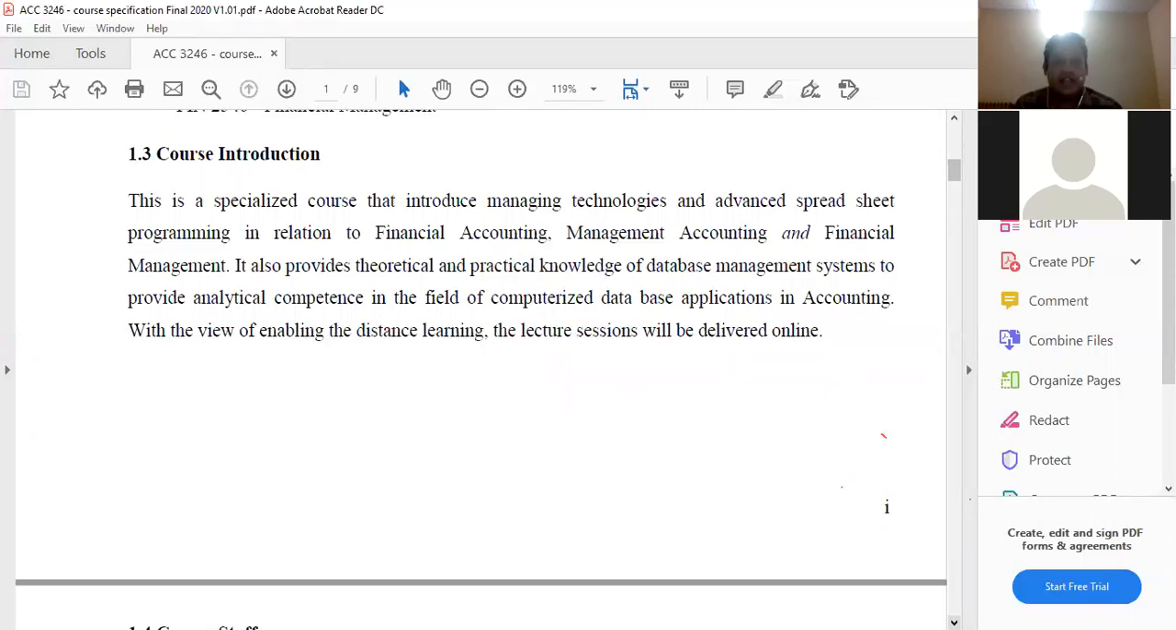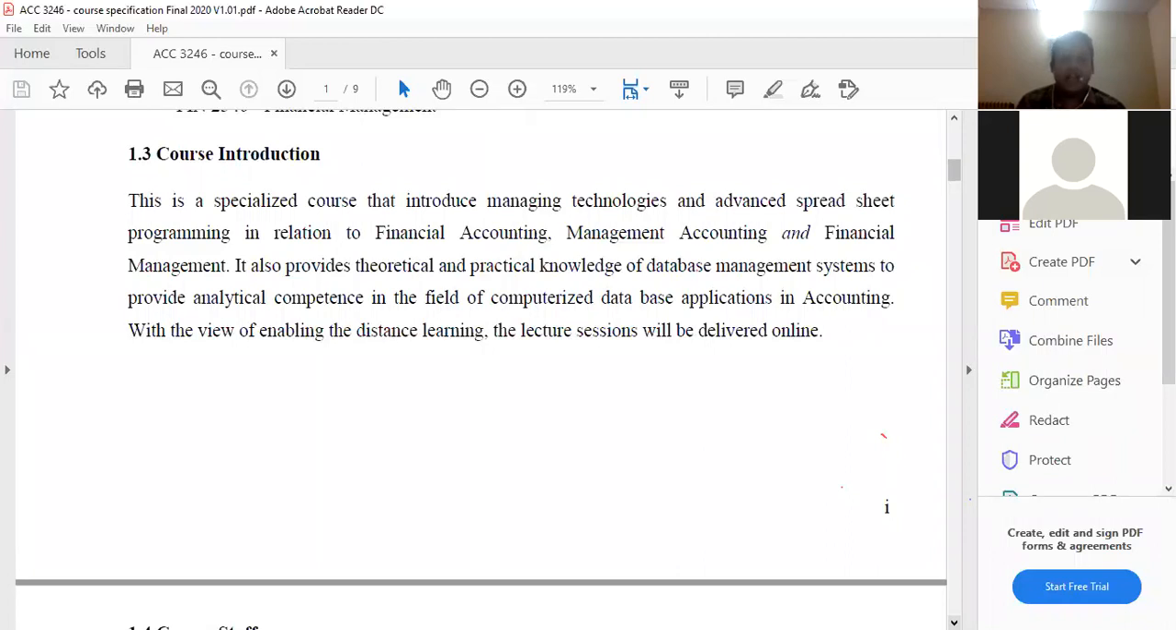So I would say that in no time. So therefore, in essence, this course is all about programming the different accounting and financial accounting functions, right? So that is to have a rough idea. It also provides the theoretical and practical knowledge of database management systems to provide analytical competencies in the field of computerized database application in accounting.